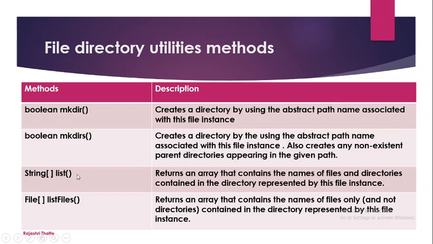So if f1 is my object and the directory is available, and I want to display all the contents of this directory, I can use f1.list. It returns an array that contains the names of the files and directories contained in the directory represented by this file instance. So whatever list of files and directories is there, all will be displayed on screen. But just as I said, in a directory there can be files, and subdirectories can also be present. But out of that, I want to display only the list of files. I don't want to display any directory name.